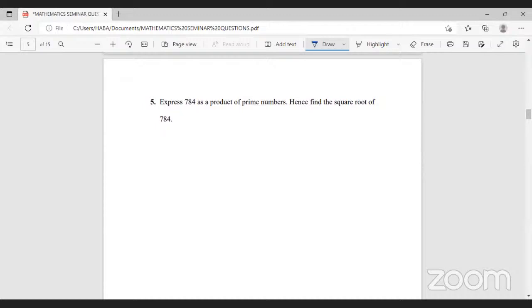Number 5 is very simple. Express 784 as a product of prime numbers, hence find the square root of 784. So who can take us through that? By show of hand.